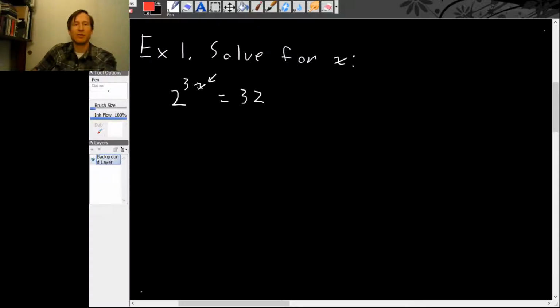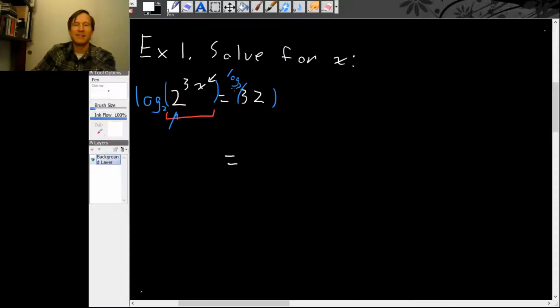In this particular equation, 2 to the 3x equals 32, we have the exponential part of the equation isolated already, and so we can immediately use a logarithm. Whenever you use a logarithm, you have to decide on what base to use. Since this exponential is base 2, it seems like using log base 2 would be a good idea. So let's hit both sides of this equation with log base 2 on the left and log base 2 on the right.